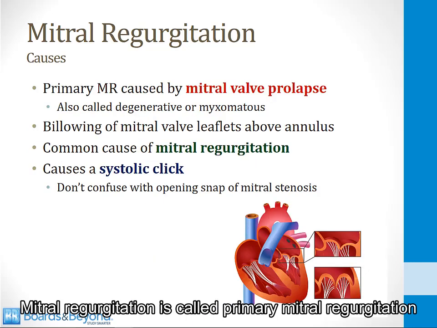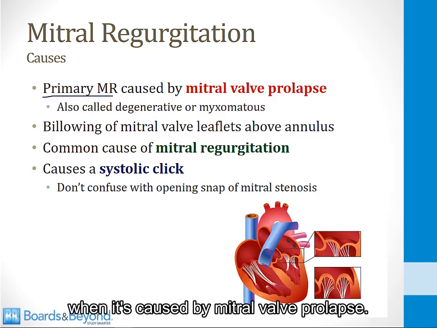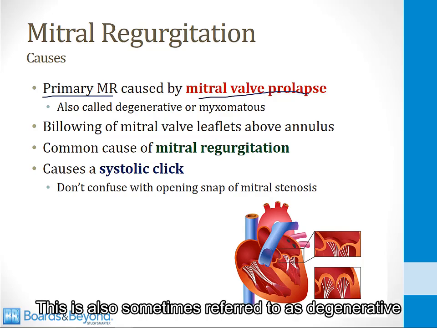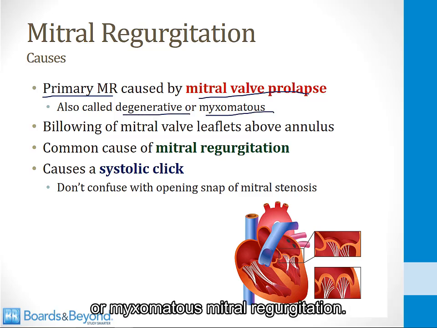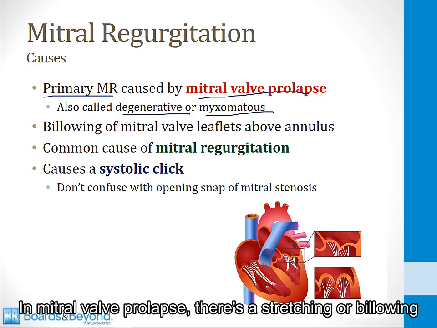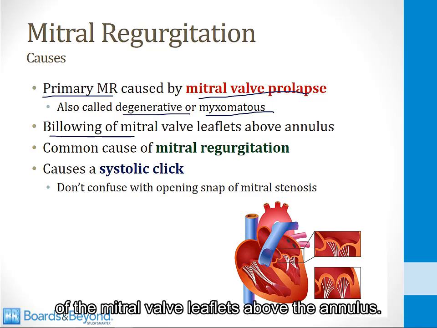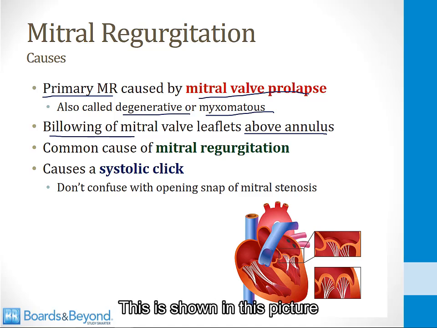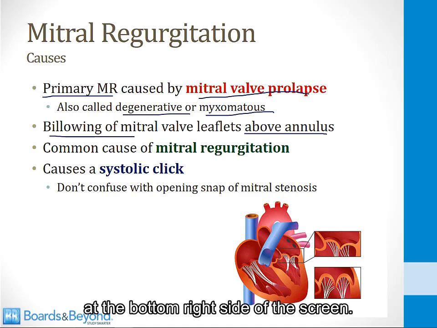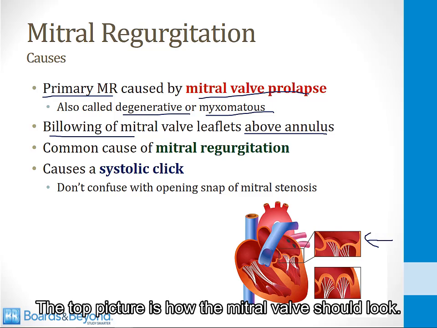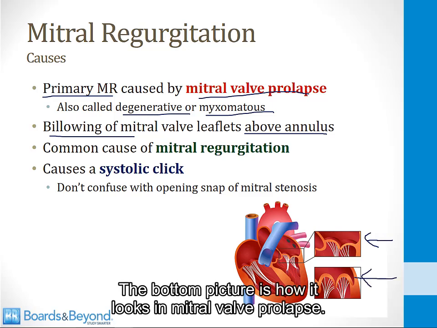Mitral regurgitation is called primary mitral regurgitation when it's caused by mitral valve prolapse. This is also sometimes referred to as degenerative or myxomatous mitral regurgitation. In mitral valve prolapse, there's a stretching or billowing of the mitral valve leaflets above the annulus. This is shown in this picture at the bottom right side of the screen. The top picture is how the mitral valve should look. The bottom picture is how it looks in mitral valve prolapse.